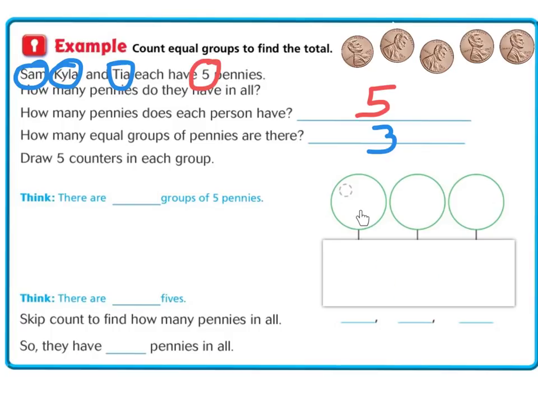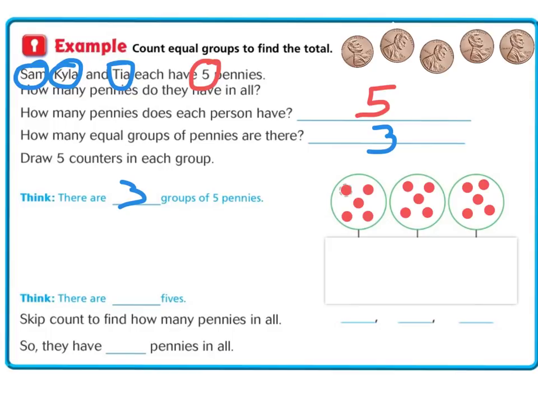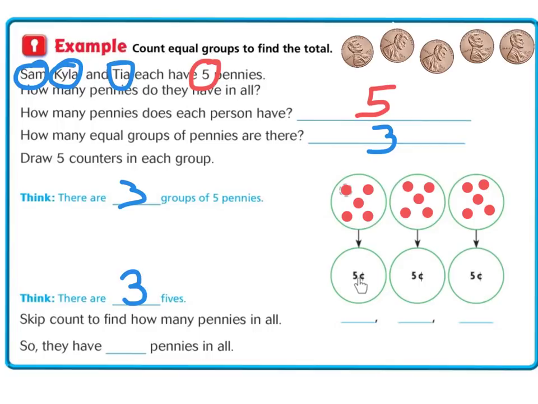I have 3 circles, each representing Sam, Kyla, and Tia. I will draw 5 counters in each group. Remember, there are 3 groups of 5 pennies. I have placed 5 counters in each group, 5 for Sam, 5 for Kyla, and 5 for Tia. There are 3 groups of 5. So I can count by 5s. 5, 10, 15. So they have 15 pennies in all.